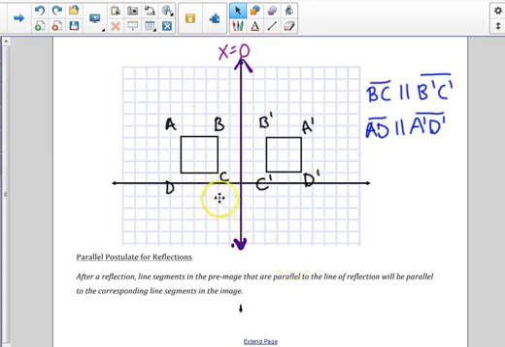For example, I can see here that line segment BC is parallel to line segment B prime C prime, and that is because it is parallel to the line of reflection. In addition, line segment AD is also parallel to its image, line segment A prime D prime, because it's also parallel to the line of reflection. If you notice, line segment AB will not be parallel to line segment A prime B prime, but it will lie on the same line.